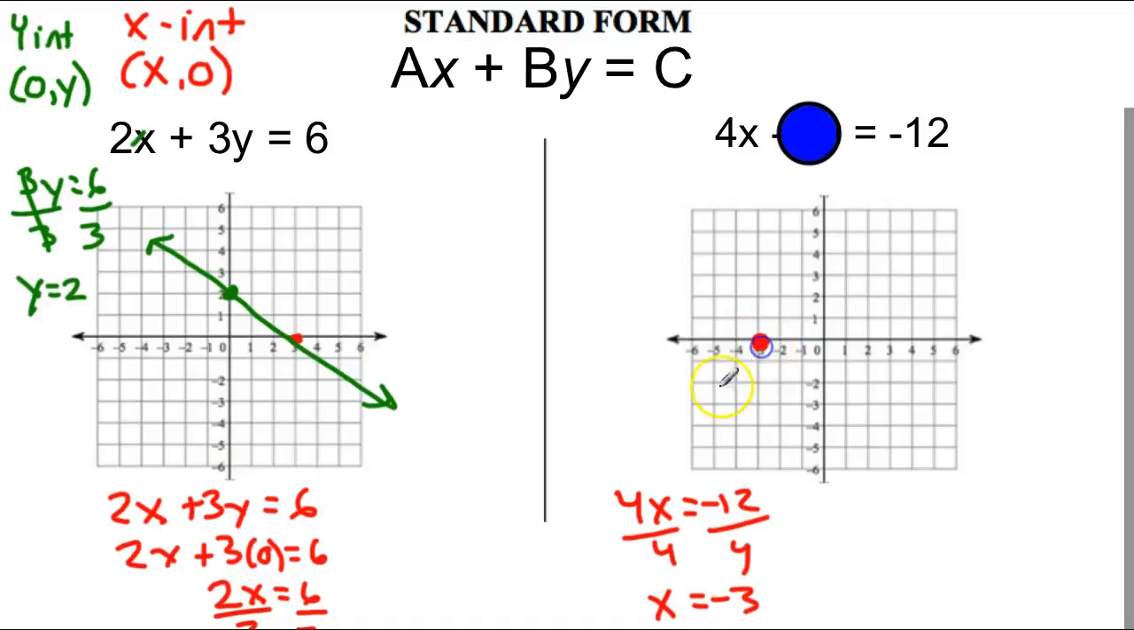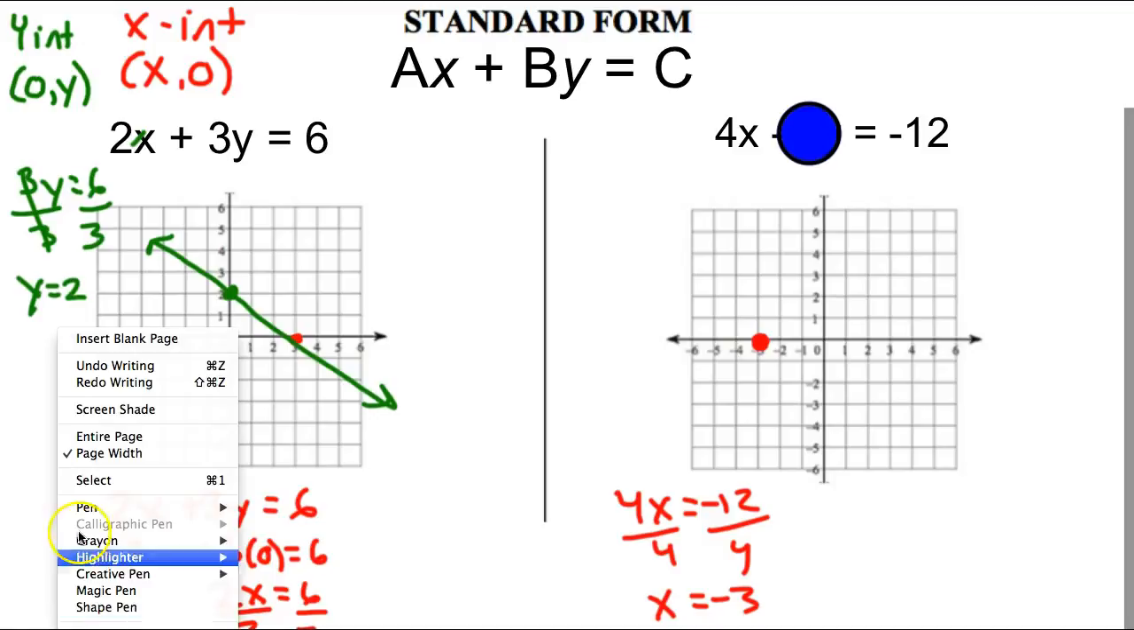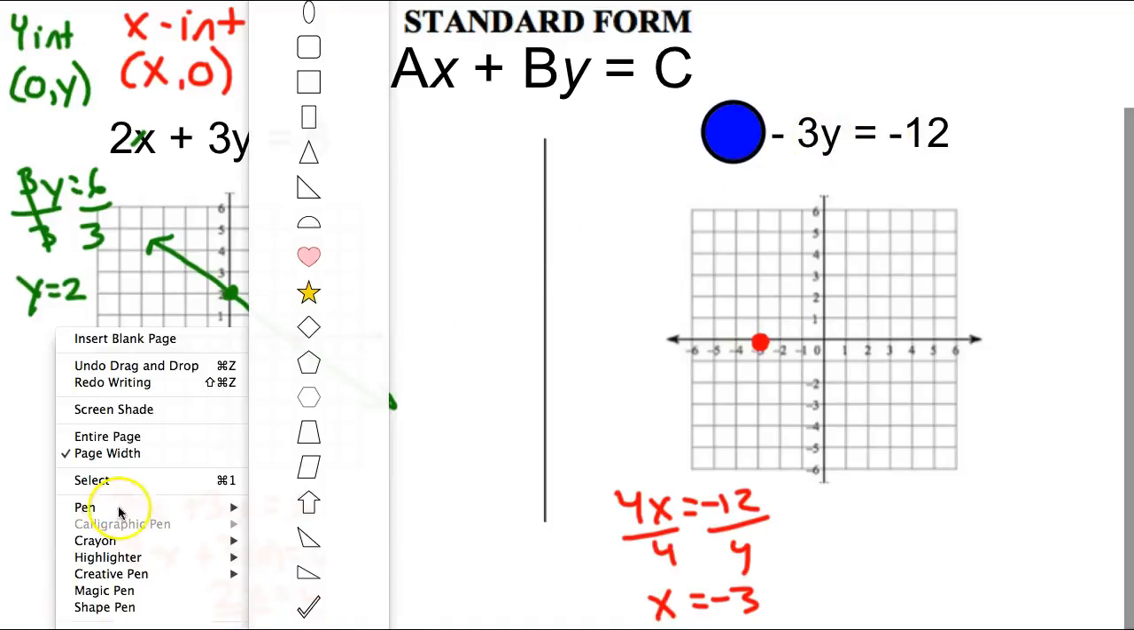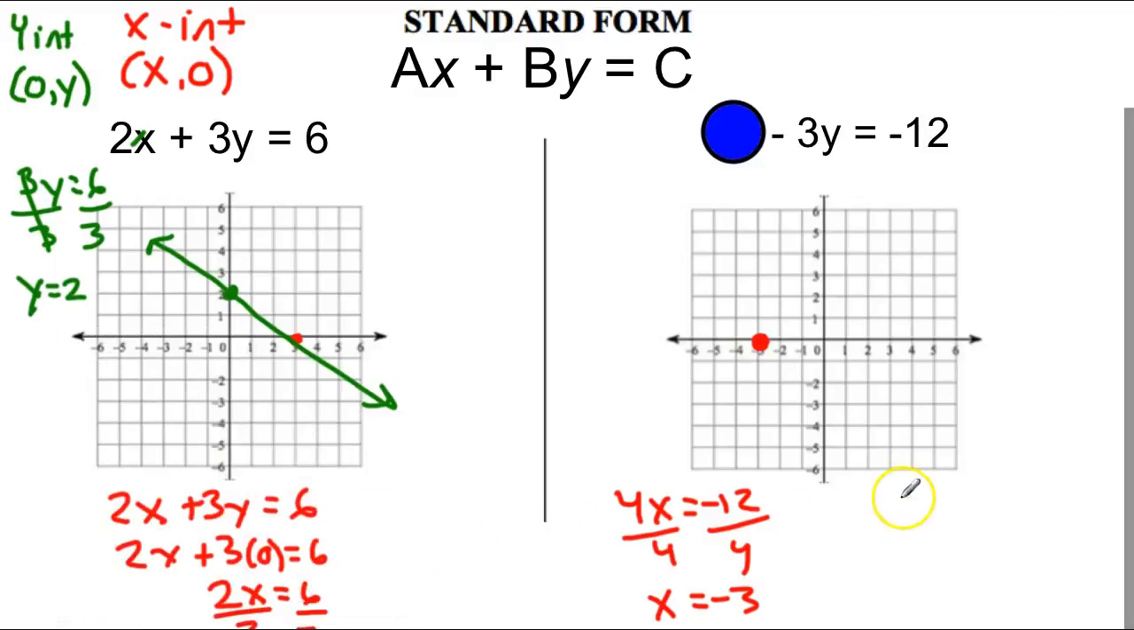So bam, I put my x-intercept right over there. If I want to find the y-intercept, that means that x equals 0. So this part over here will be 0. I have negative 3y equals negative 12. Now I need to solve that equation. Negative 3y equals negative 12. And it's important to have this negative sign. Over here everything was fine because it was a plus sign, but you have to be careful when you have a negative sign. So if it's positive, you keep it positive. If it's negative, you need to make it negative.